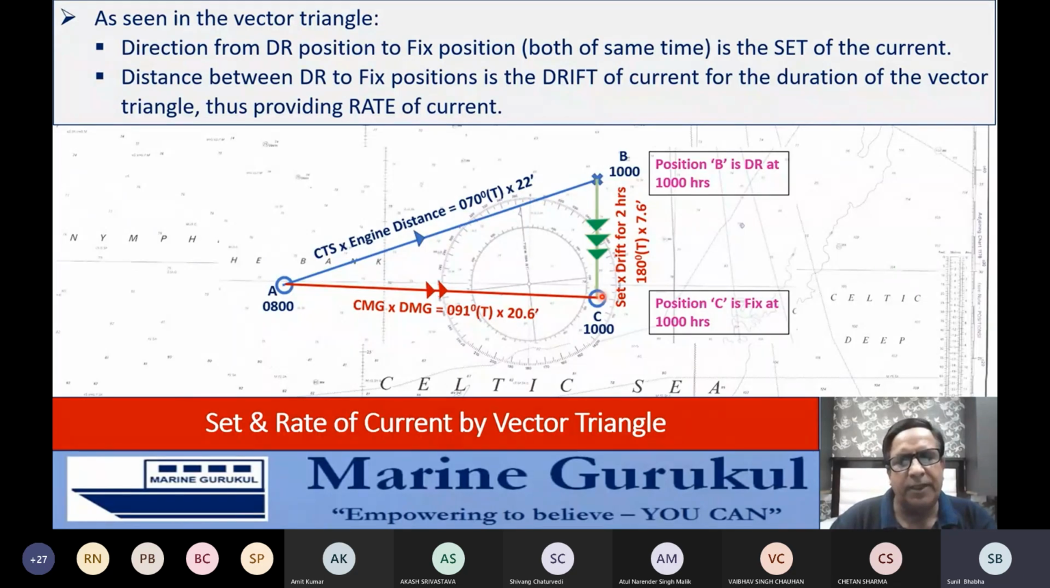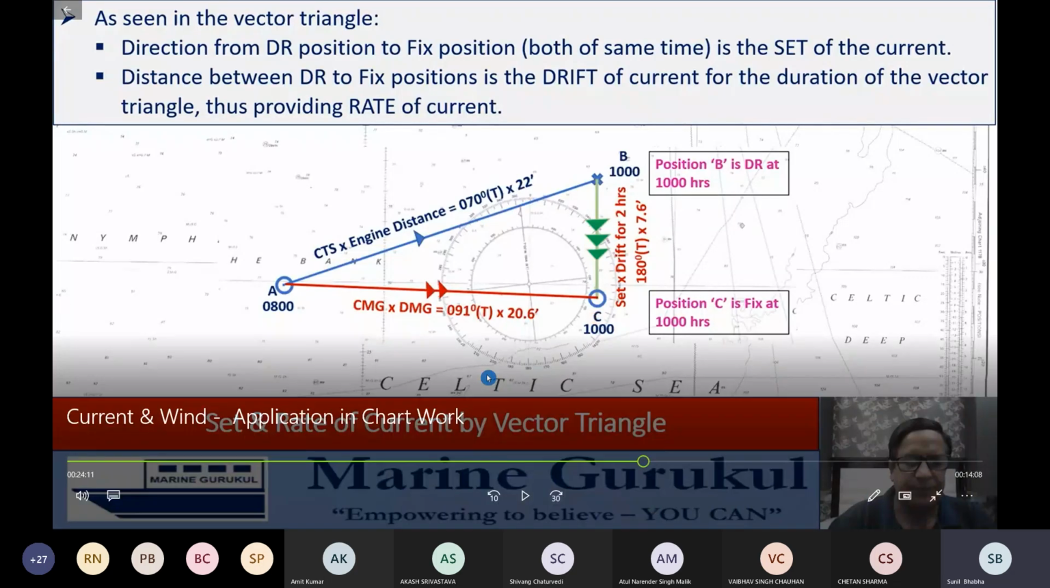So we need to be very careful about this also, because this is part of some questions wherein they would expect us to calculate the set and rate of current. That means in such scenarios, we'll have to find out the DR and fix of the same time, and using the DR and fix, we can find out the set and rate of current. Okay, so this is also clear, finding the set and drift, or set and rate, of the current.